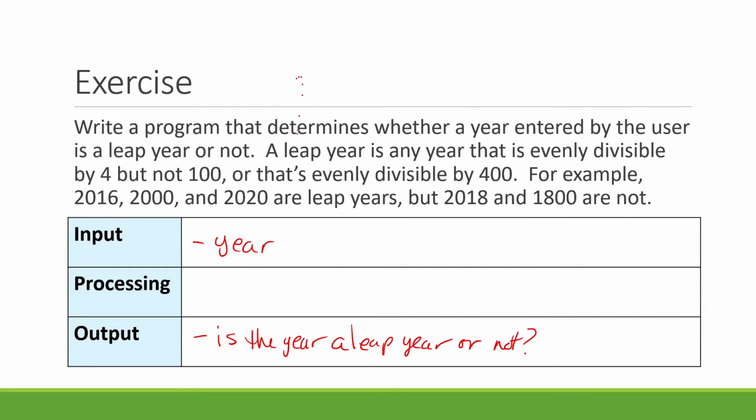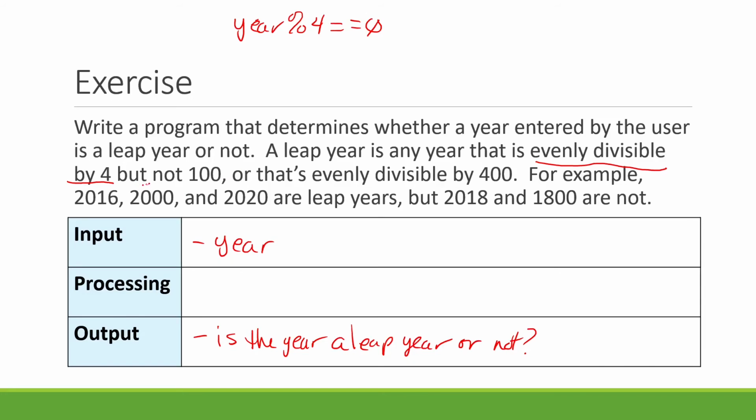Here comes the fun stuff. So, if we look at our description, a leap year is any year that is evenly divisible by 4. So we'll just stop there for a second. When we want to know if something's evenly divisible, we know that's modulus. So we're going to end up with year modulus 4. If it's equal to 0, then that means the year is evenly divisible by 4.